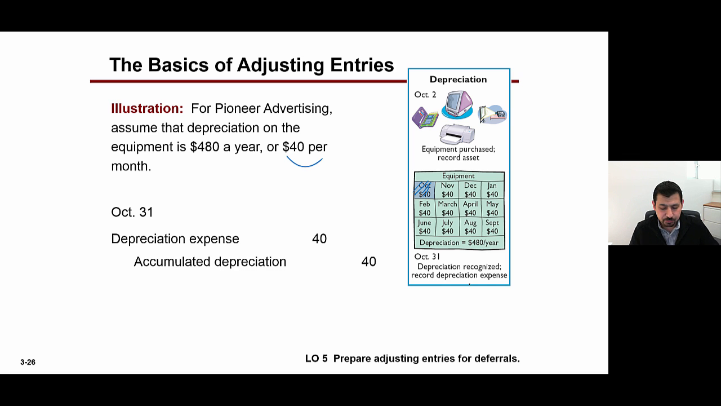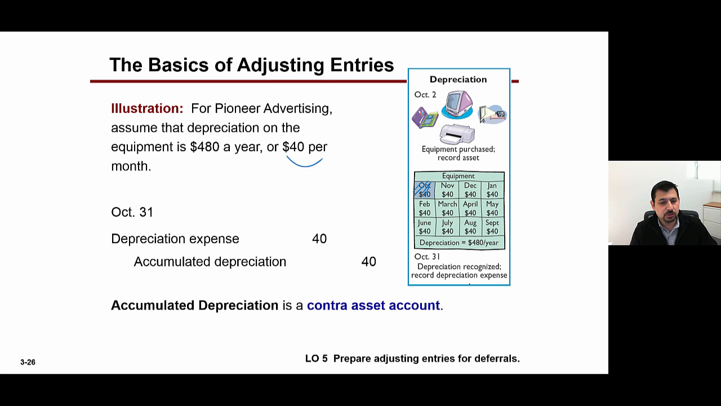Now, accumulated depreciation is a contra asset account. Rather than crediting equipment directly, like we did with supplies expense, where we debited supplies expense and credited supplies, in this case we cannot credit equipment because that would violate the cost principle. Instead, we credit a new account that is called accumulated depreciation, which is a contra asset account. That's a credit account, and it acts in contrast with equipment.